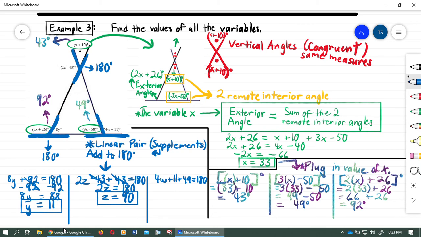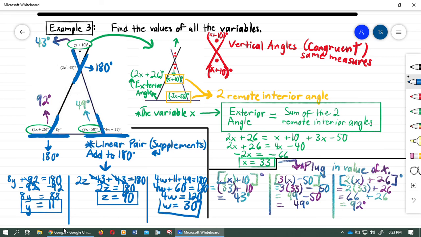All right, and then the last thing there is solving for w. We've got that equation based off of that linear pair in the diagram. If we combine the like terms there, 11 and 49 combine to give us 60. And then we've got 4w plus 60 equals 180. Then, folks, we'd have to subtract 60 on both sides. When we subtract 60 on both sides, we get 120. Then we'd have to divide by 4 on both sides. When we say 120 divided by 4, we end up getting that w is 30.